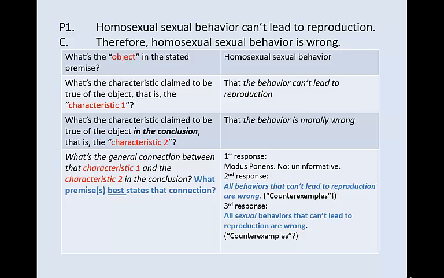So another idea would be a more narrow premise, which would restrict the behaviors to sexual behaviors. And that premise would say that all sexual behaviors that can't lead to reproduction are wrong, and homosexual sexual behavior can't lead to reproduction, so therefore homosexual sexual behavior is wrong. To think of counterexamples to this, we'd have to think, well, are there any sexual behaviors that can't lead to reproduction, but at the very least those aren't wrong or aren't always wrong? And if there are, that would suggest that this premise is false as well.